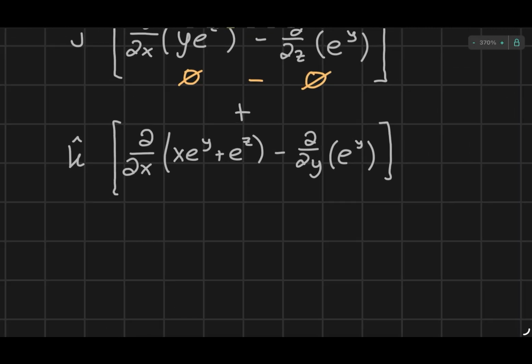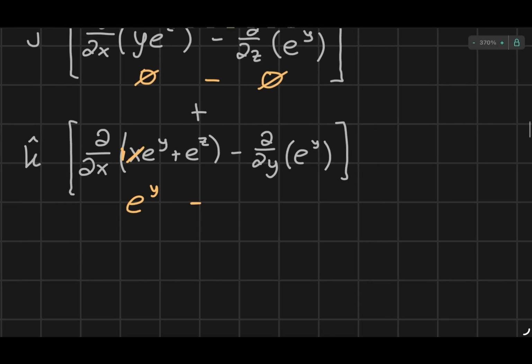And then our k component, we're going to have the partial of x e to the y plus e to the z with respect to x. Our first component, this x is pretty much just going to cancel out and turn into a 1. So this is going to turn to e to the y plus, and then this e to the z doesn't have an x component in it, therefore it's treated as a constant. So therefore it's going to be 0. And then we're subtracting our partial of e to the y with respect to y. Well, that's just going to be e to the y.